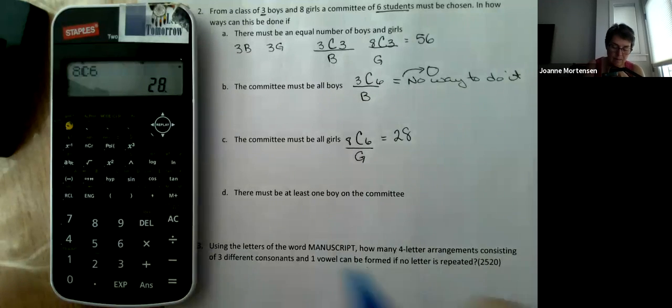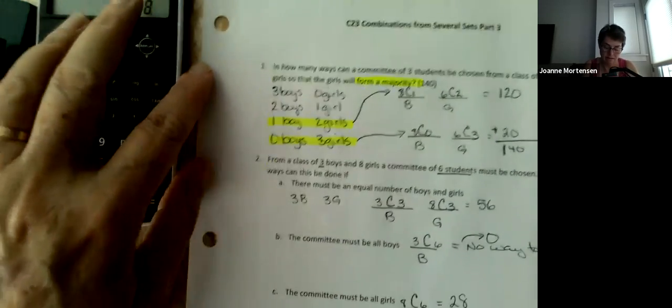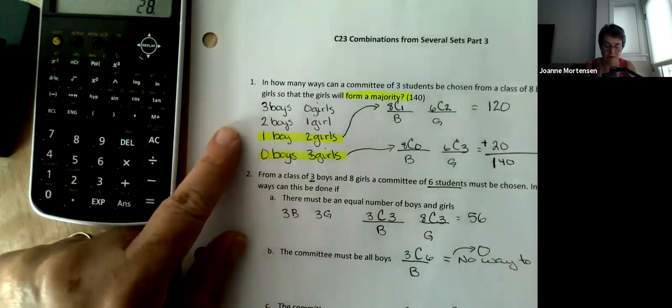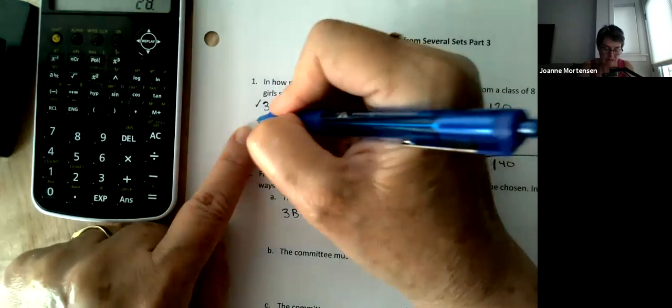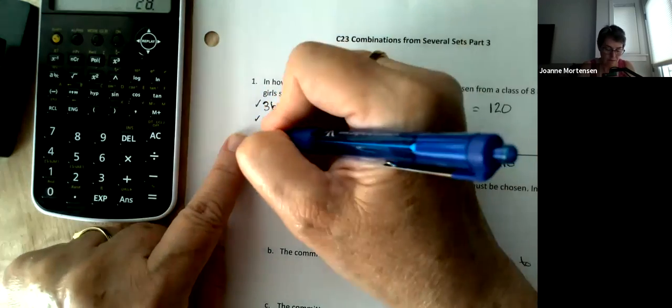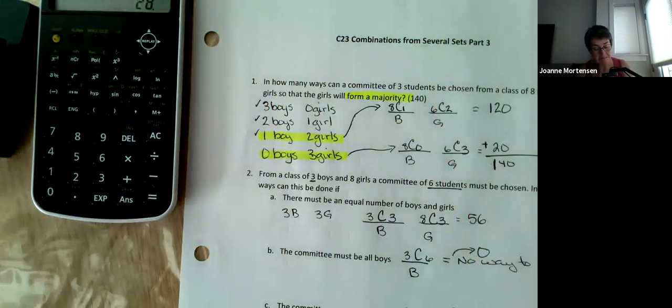Okay, there must be at least one boy on the committee. We could do it by cases. Let's use this. If we look up here, we could have 3 boys, 2 boys, or 1 boy. We could do that calculation. Let's do that. That's not so bad.